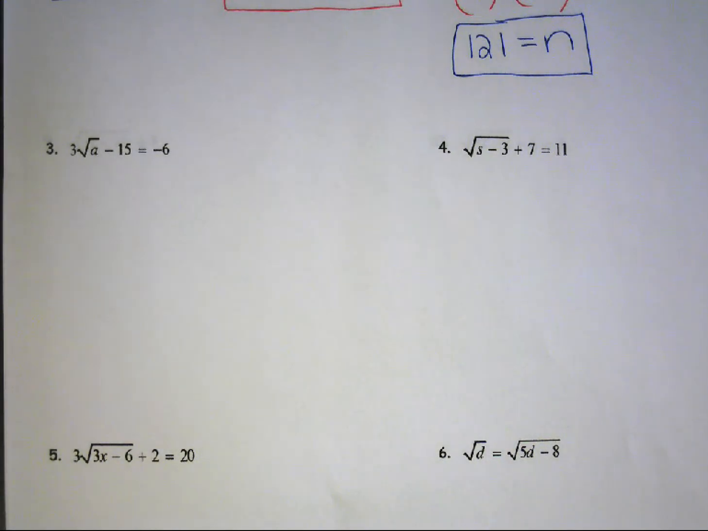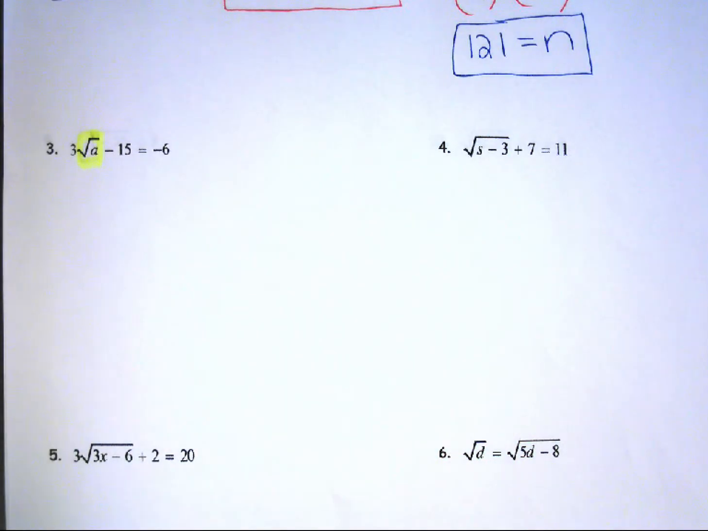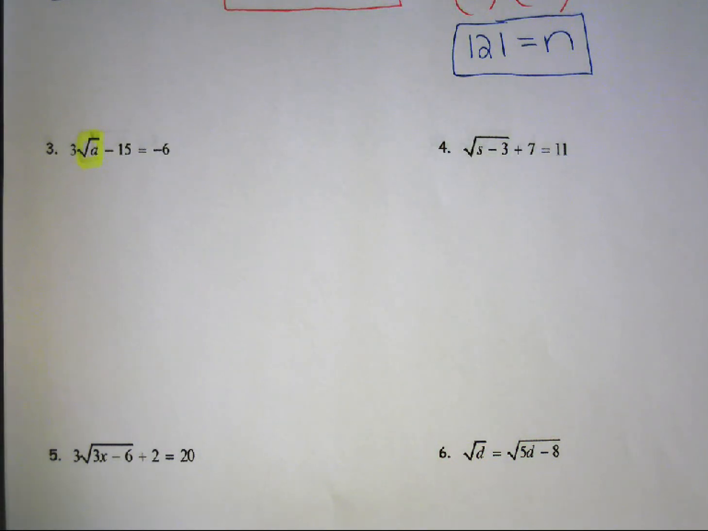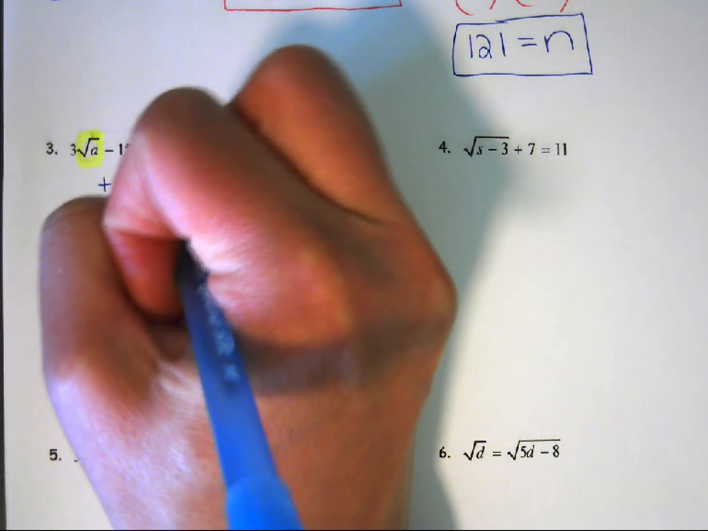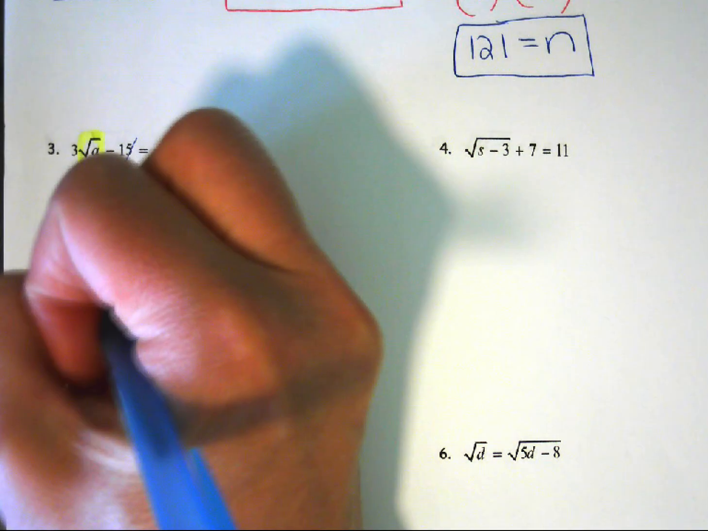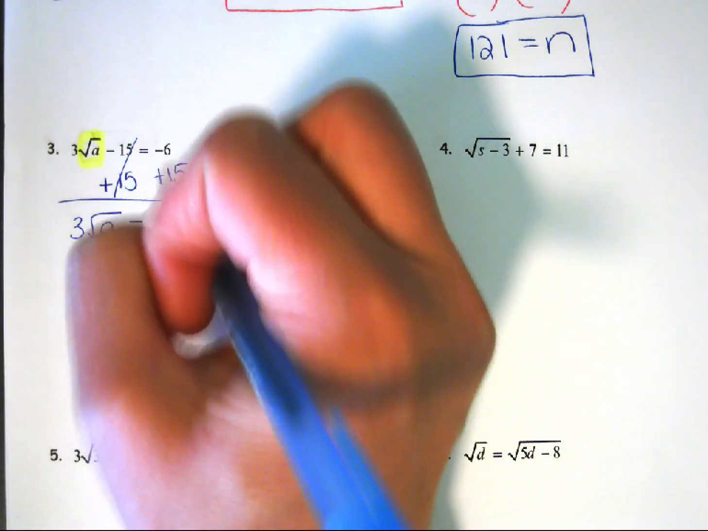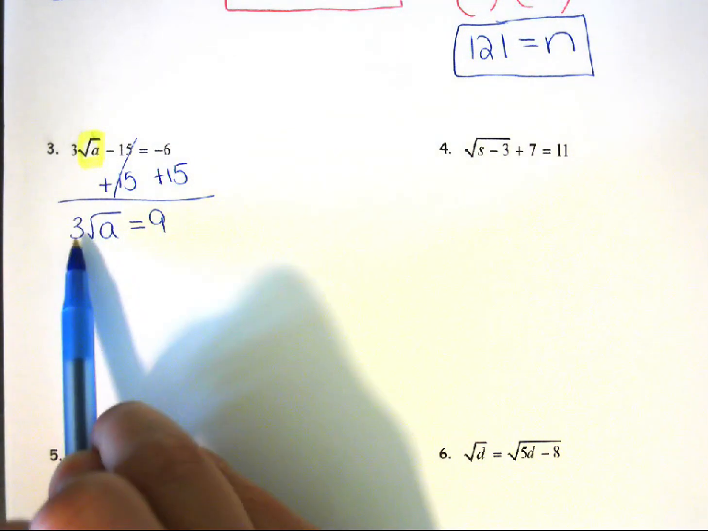So remember, on number 3 here, our goal is to get this alone. I cannot square it until that piece is all by itself. So the first thing I would want to do is move the 15. Now this cancels, and then I have, what, 9? And now I still have to get rid of this 3.